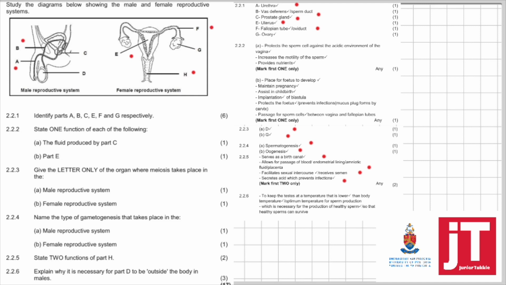2.2.6. Explain why it's necessary for part D, which is a testis, to be outside the body of the male. This is to make sure the testis temperature is correct, because you must remember, the sperm can only be produced at 2 degrees below body temperature. And can you see it says here, the temperature must be correct so healthy sperm can be produced. So don't forget to talk about healthy sperm.